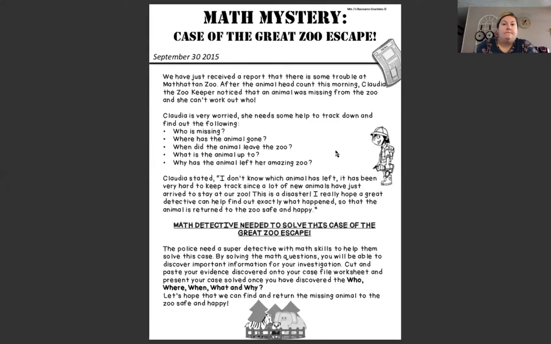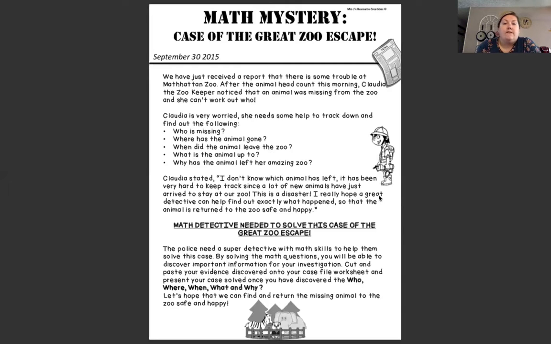All right. So guys, what we're gonna do, this is called a math mystery. It's kind of like an escape room, but you have to go through and solve all the problems on your paper to find clues so that you can figure out who done it. Okay? So I'm gonna read you the case of the Great Zoo Escape.